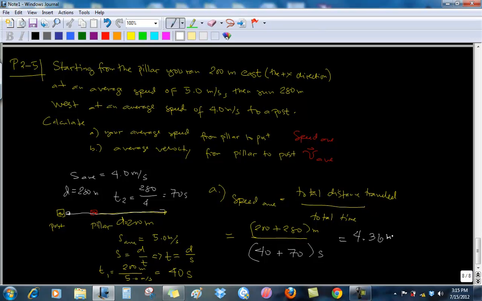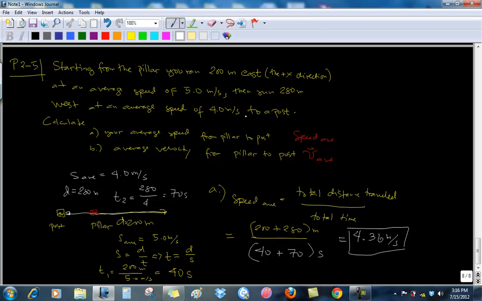4.36 meters per second. And that is logical because it is somewhere between 4 and 5 that he can average. Part of the time 5 meters per second, then part of the time 4 meters per second. The average should be somewhere in between. But the way to get it will always follow this formula: total distance traveled over total time.